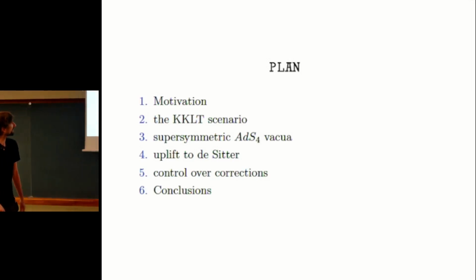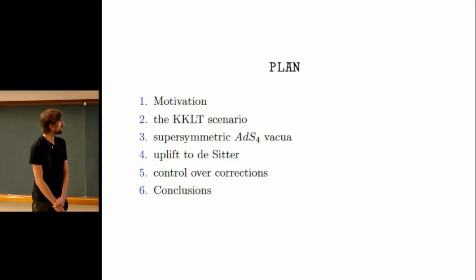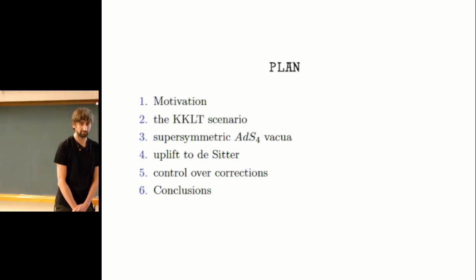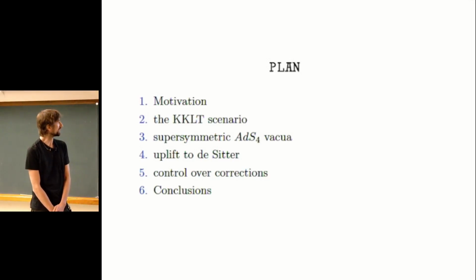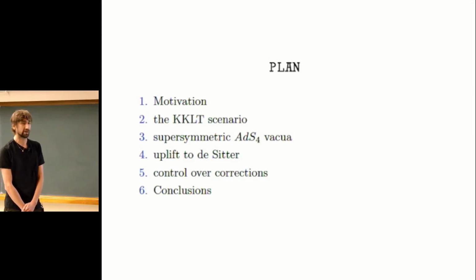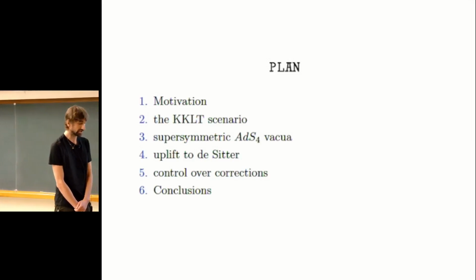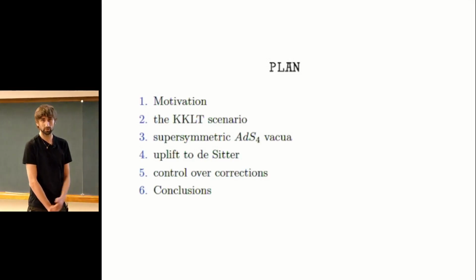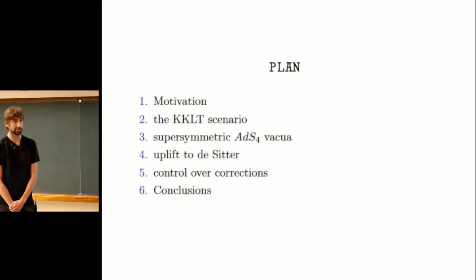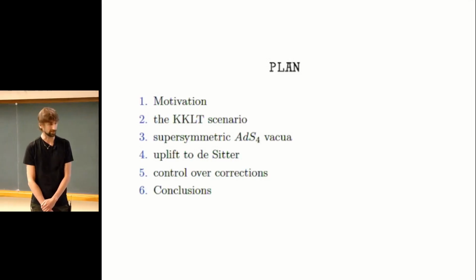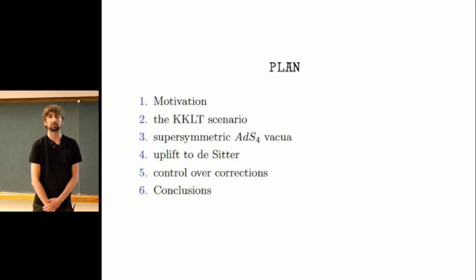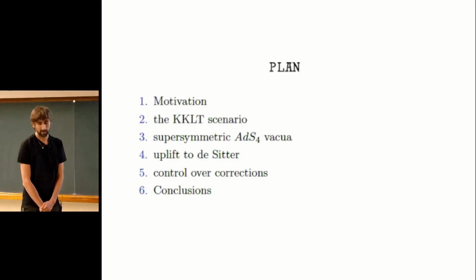Okay. Here's the plan. I'll do a brief motivation. Then I'll introduce or remind you of the various components that go into the KKLT scenario, and then we'll actually go and try to accomplish all of these things. First, I'll review how we found scale-separated KKLT anti-de Sitter vacua that are supersymmetric, and then I'll go on to the new work, which is to get uplifted versions of these that form de Sitter vacua. And then, as promised, I'll talk a little bit about corrections, and I'll conclude.